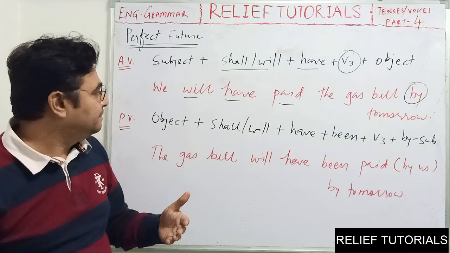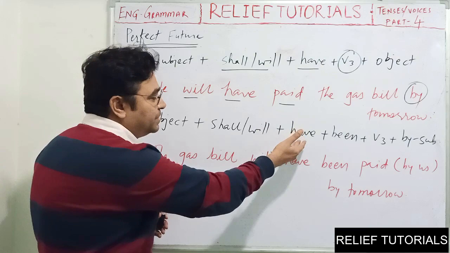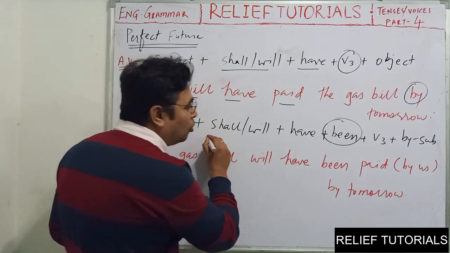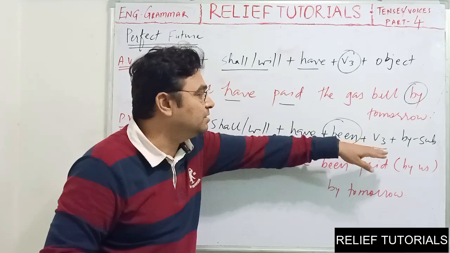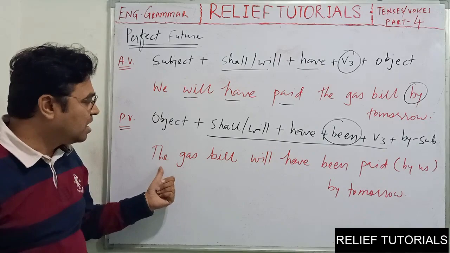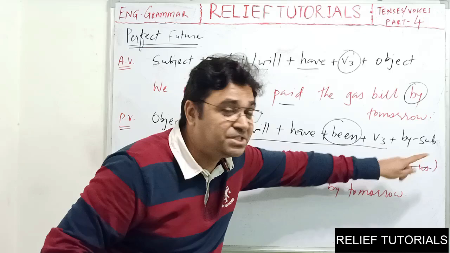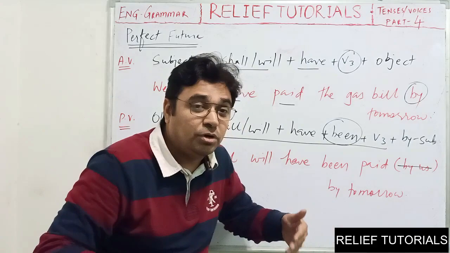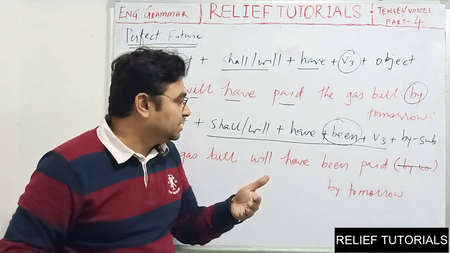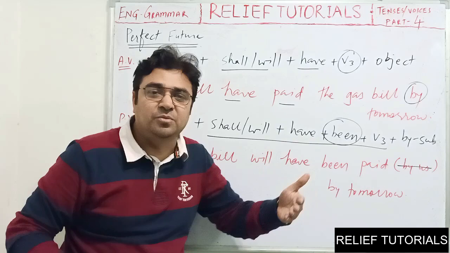Passive voice: object, shall, will, obviously have, again one more auxiliary verb will be added, that is been. So it's a very long verb, so please try to remember it. Shall, will, have, been, then V3, past participle form, by, and subject. The gas bill will have been paid. Obviously our bill is paid by us, so no need to mention it. If you don't write it even, it will do. By us, by tomorrow. This by is different. This by means dwara, this by means us samay tak. So, gas bill kal tak pay ho chuka hoga. So this is the meaning of perfect future tense.